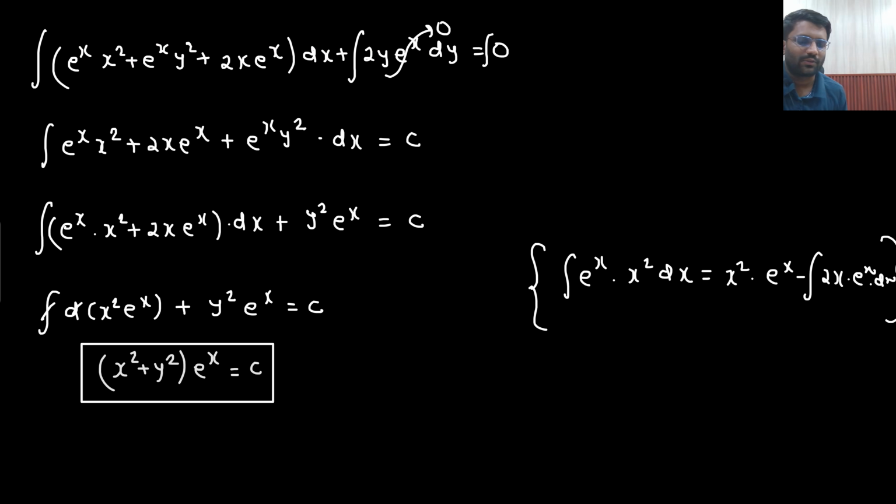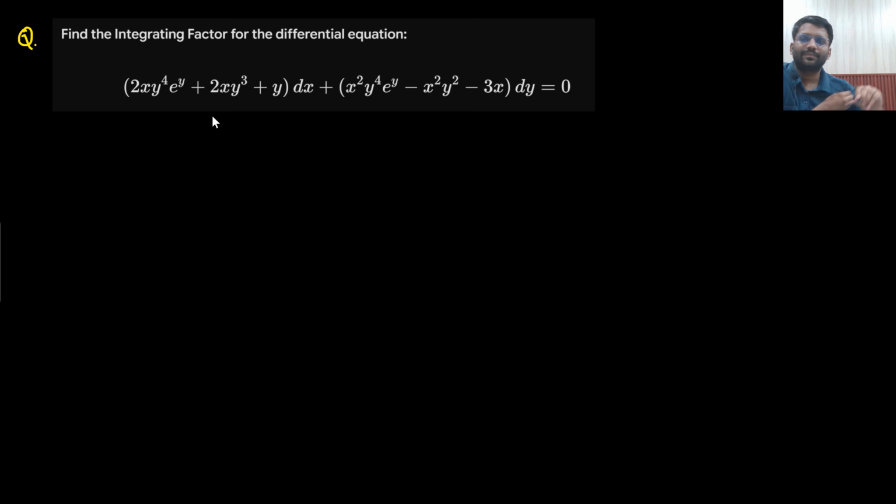Understandable? Let's see the next question. Look here, what is asked? They are asking only the integrating factor. They are not asking the full solution. So in the examination, if they are asking for the integrating factor, you would know that inspection and all seem not to work here. You can see the very 2xy to the power 4 e to the power y. Can you apply the inspection method here? Inspection, sir, will not work. Variable separation, no chance. x square, y square, everything is connected.